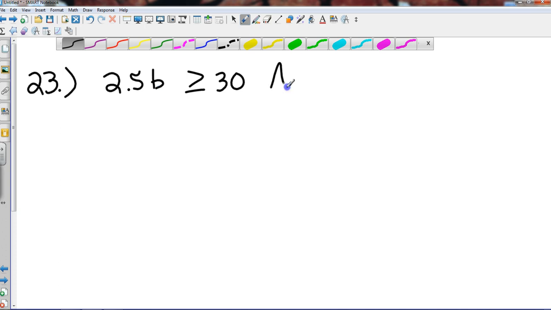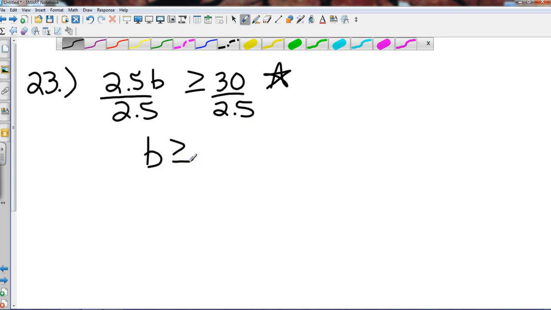Okay, star number one. Now, how do I solve it? Divide both sides by 2.5. So the amount of bags is going to be greater than or equal to how many? 12.